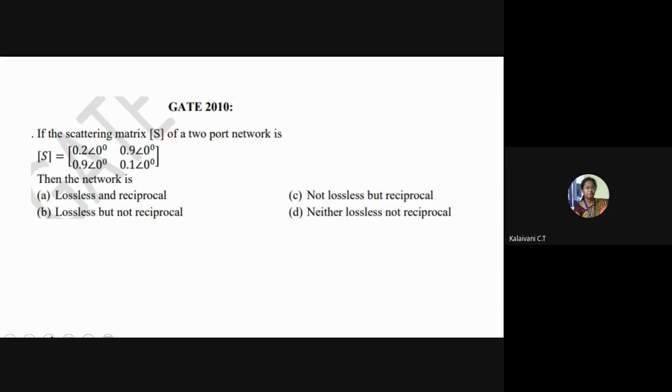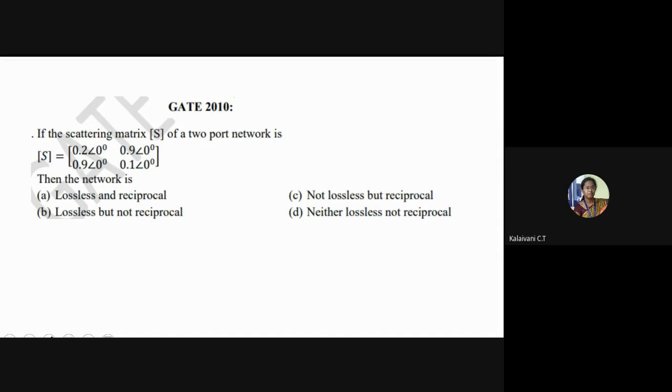So next we will see about S parameter. If a scattering matrix of a two-port network is given, then the network is lossless and reciprocal, lossless but non-reciprocal, not lossless but reciprocal, or neither lossless nor reciprocal. So what will be the answer? You have to go to the parameters of S.